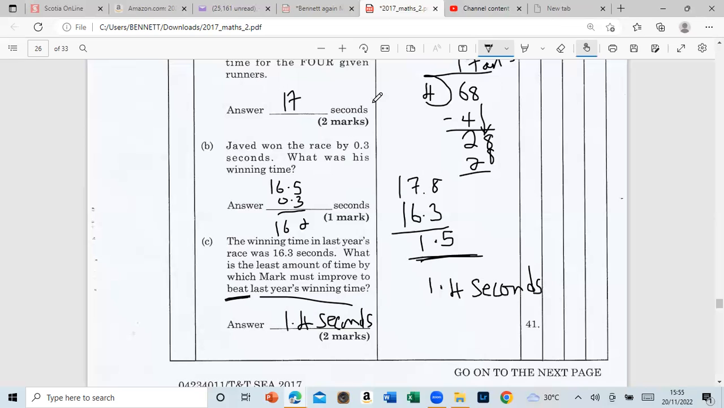This is a very long paper though for kids. I think it's very long. All right, we're gonna move on to the next one.